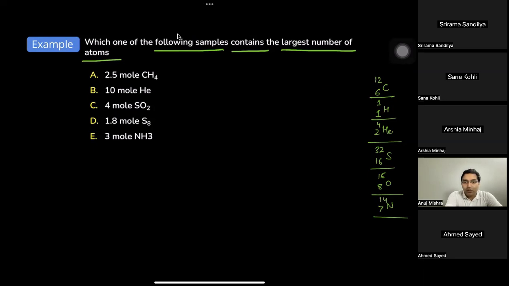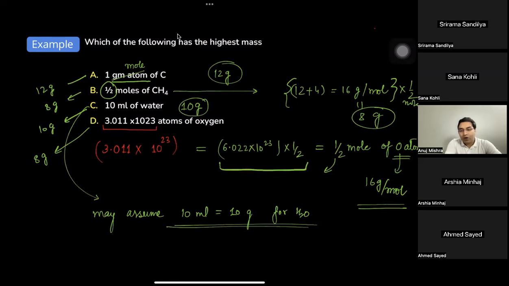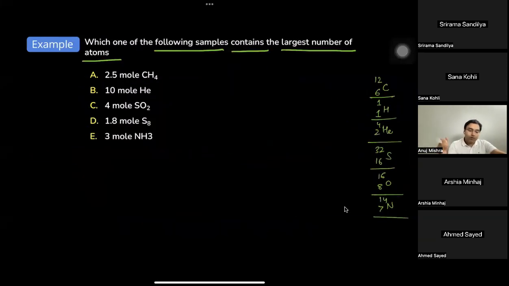Siri has a doubt in option C, in the last question, option D. 3.01 10 raised to power 23 is how much? It is half of 1 mole, so it is half mole of oxygen. Oxygen's weight is how much? 16 gram per mole. Not molecular weight. Atoms of oxygen is mentioned here. Look at this carefully. Half mole of O atoms are given. So half mole of O, what is the mass? 1 mole is 16. Half is how much? 8 gram. Got it, sir. Got it? Okay.